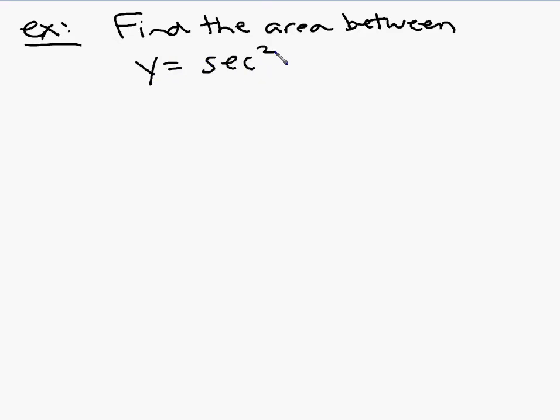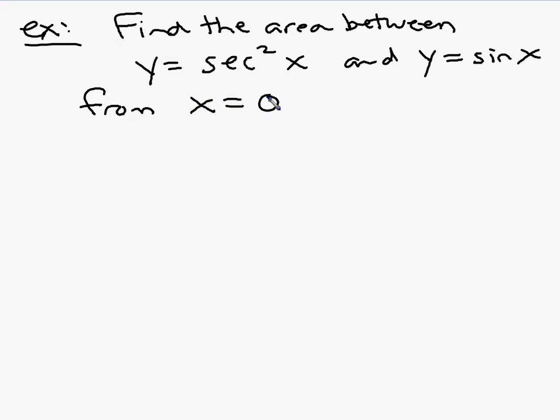How about the area between y equals secant squared x and y equals the sine of x from x equals 0 to x equals pi fourths. Now, secant squared shouldn't scare us.